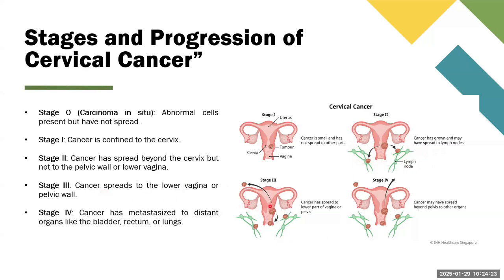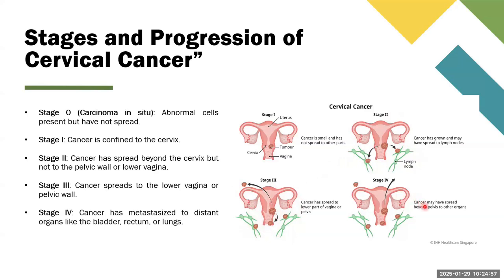Then comes stage 3, in which cancer has spread to the lower part of the vagina or pelvis as well. Either way, cancer has spread within the reproductive tract, either in the uterus, the fallopian tube, the pelvis, or the vagina. Plus, as we have moved from stage 2 to 3, lymph node positivity is also already present, which means lymph nodes are already positive, but cancer has spread to other areas as well.